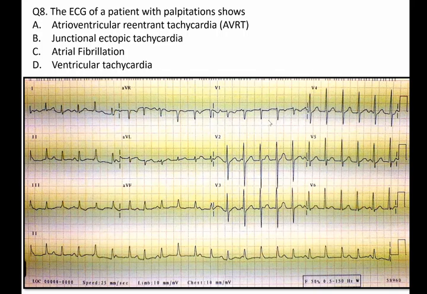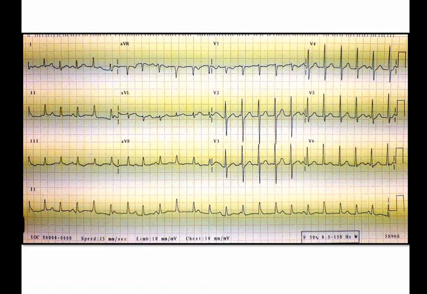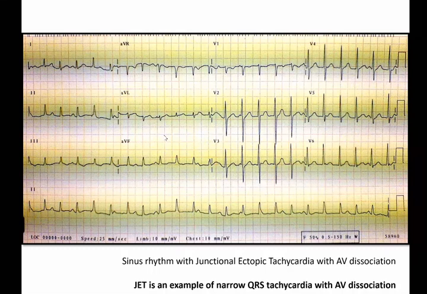This is a rare tachycardia in adults, but it is frequently seen in children, especially after surgery for congenital heart disease. And we see this very commonly. Now this explains to you that all tachycardias with AV dissociation are not necessarily ventricular tachycardias.